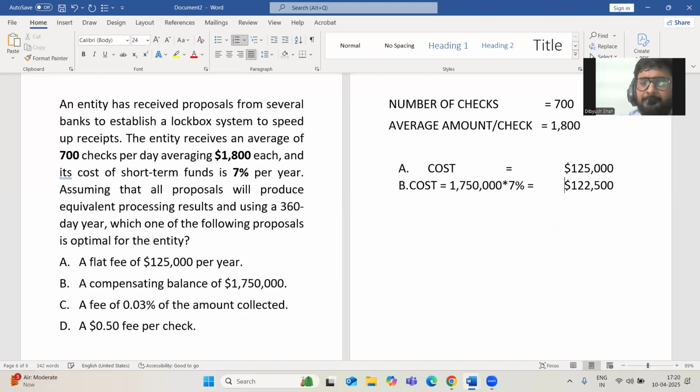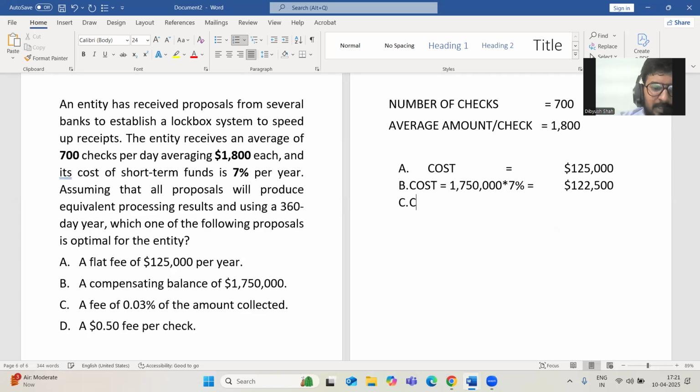Option B, they are telling to maintain a compensating balance with us of $1,750,000. Now, if I maintain a compensating balance with them, I will not be able to earn interest on that amount. So the cost will be 7% of that, since my cost of short-term funds is 7%. So that is $122,500.